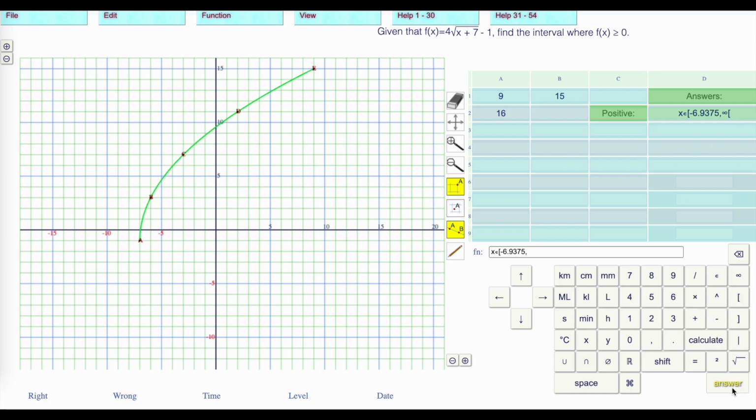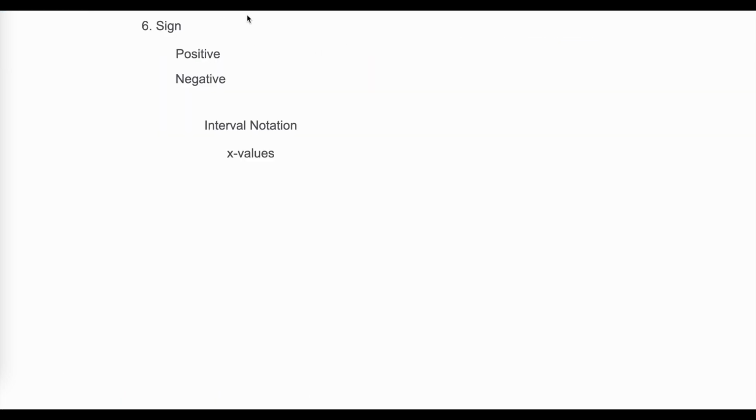And then we press answer to see if we are right. That's it for sines.